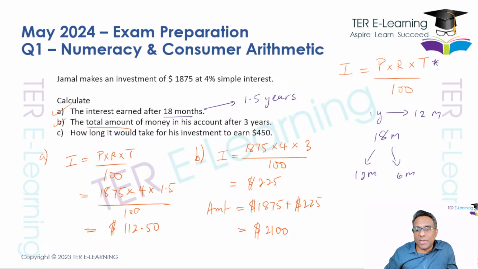So just remember to add the principal to that. What you worked out there, that 225, is only the interest, but the amount of money that is actually in the account will be the interest plus the original amount that you put into it. Some of these questions tend to be a little tricky, so you have to be careful. Read them carefully.